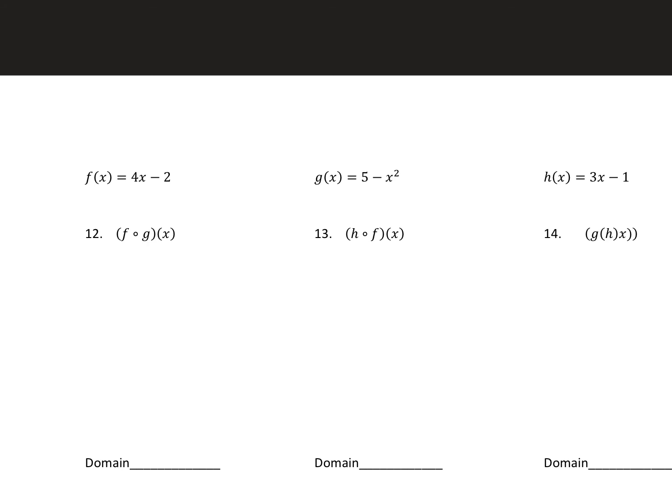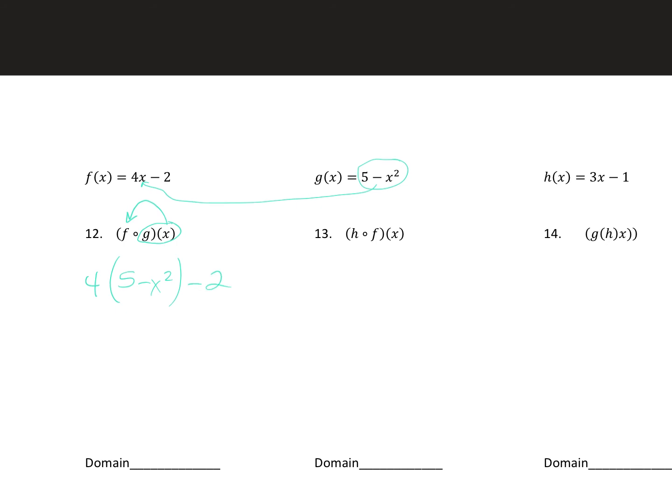Remember, I told you guys, work from the inside out. So I'm going to take this g function, and I'm going to plug it into the f function. If you need to, go like this. Take the g and plug it into the f. It might make things a little easier for you. So you have your 4, and then instead of x, I'm going to write 5 minus x squared. Then I have minus 2.